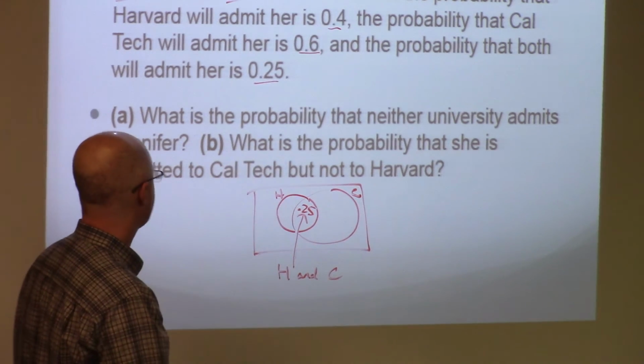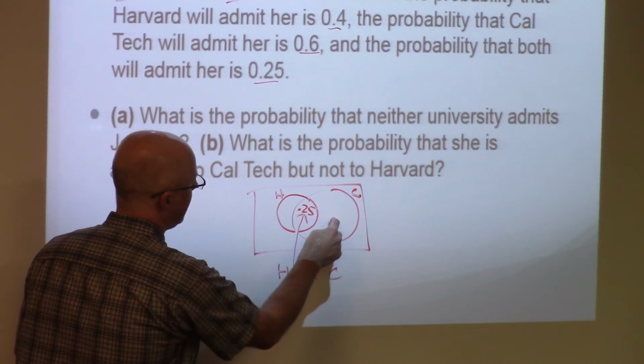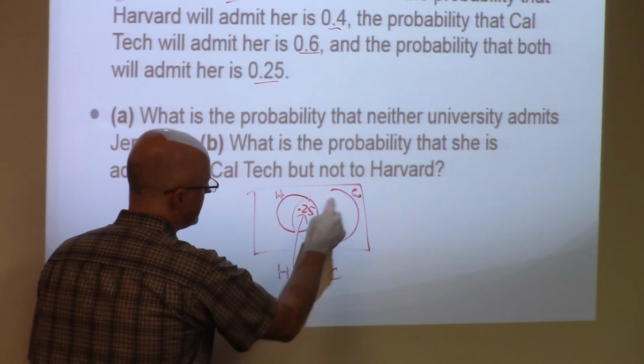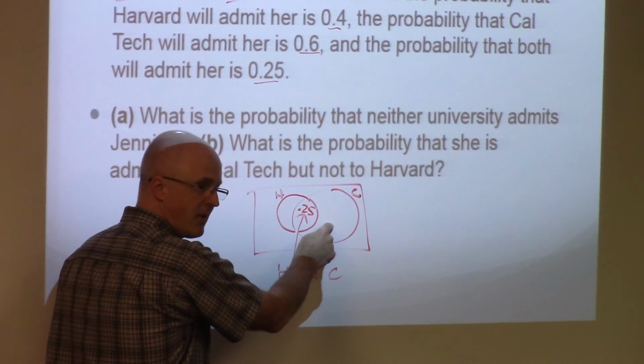Part B asks, what is the probability that she's admitted to Caltech but not to Harvard? So she'd be standing in the Caltech circle but not the Harvard circle. We'd want to label this region, this crescent moon type of region, with a number representing that probability. But how?